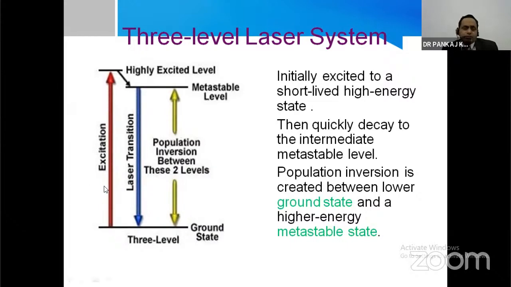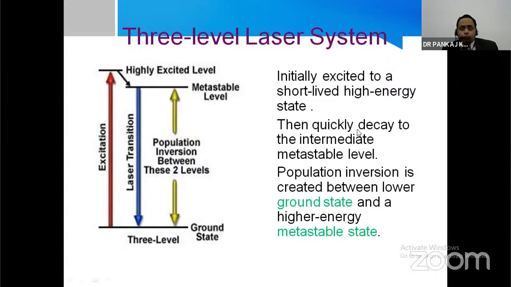In the 3 energy level system, one level is the ground state, another is the highly excited state, and just below the higher excited level is the metastable level. In the excitation process between the ground state and the higher excited state, the excited atoms de-excite to the metastable level, and population inversion is achieved between the metastable state and the ground state. This transition is known as the laser transition, and the population inversion is the cause of the stimulated emission of radiation, and finally the continuous output laser beam.